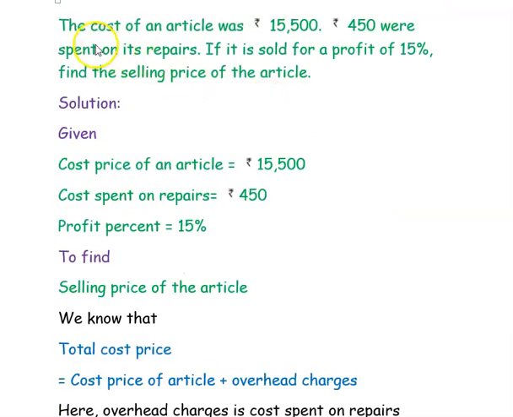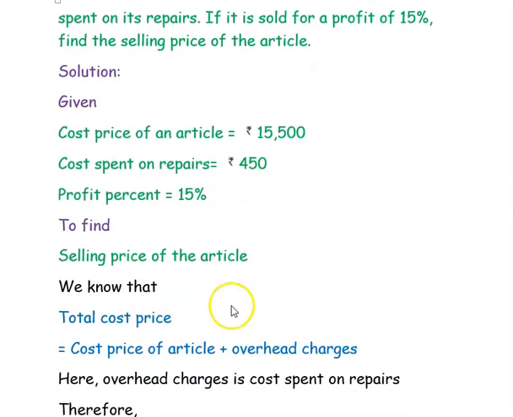Next example is: the cost of an article was rupees 15,500. Rupees 450 was spent on its repairs. If it is sold for a profit of 15%, find the selling price of the article. Okay, first let's see what's given. The cost price of an article is rupees 15,500, the cost spent on repairs is rupees 450, and the profit percent is 15%. We want to find the selling price of the article.